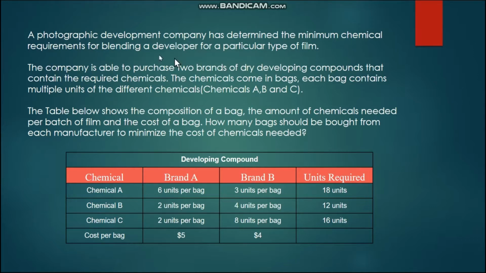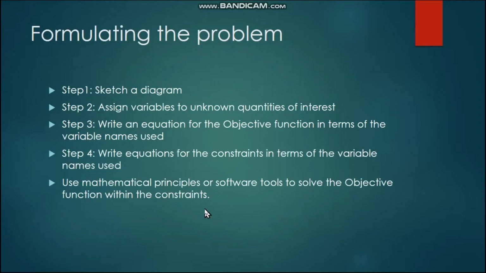So here we see for chemical A, we get 6 units of chemical A per bag of brand A, 2 units of chemical B per bag of brand A, and 2 units of chemical C per bag of brand A. So we pay $5 for that, and similar information is provided for brand B. We also notice that we need 18 units of chemical A, 12 units of chemical B, and 16 units of chemical C.